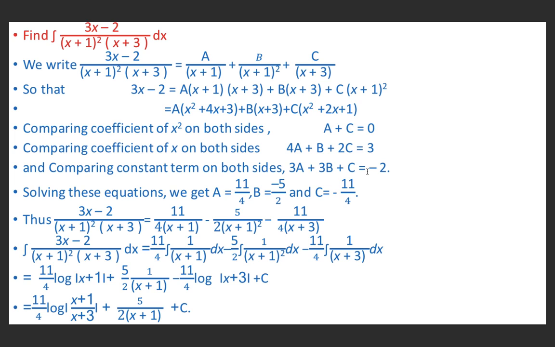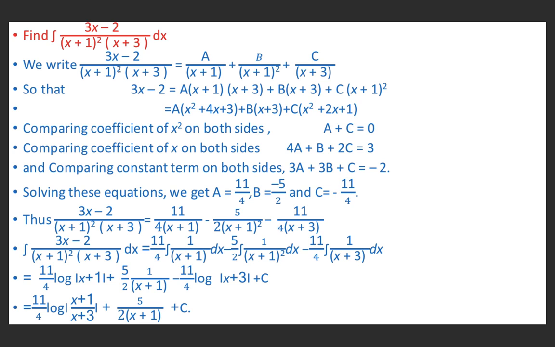And from the two equations obtained by substituting a equal to minus c, we obtain the equation in b and c, and from there you can get the value of b and c. If you obtain the value of b and c, substitute it back here, you will get the value of a. So if you solve this equation, you get a equal to 11 upon 4, b equal to minus 5 upon 2, and c equal to minus 11 upon 4.